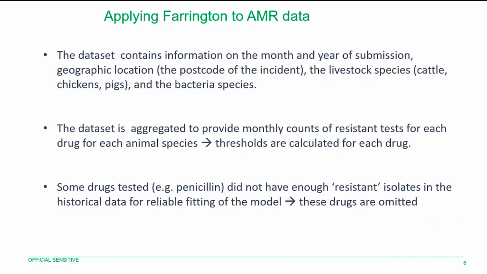Now, in some cases, though, there is a limitation of the algorithm. Of course, if you don't have a rich enough historical data set, then the algorithm does not provide reliable output. So in our case, for example, for penicillin, we didn't have enough total tests, and also enough positive tests. And in these cases, these drugs are omitted from the analysis.